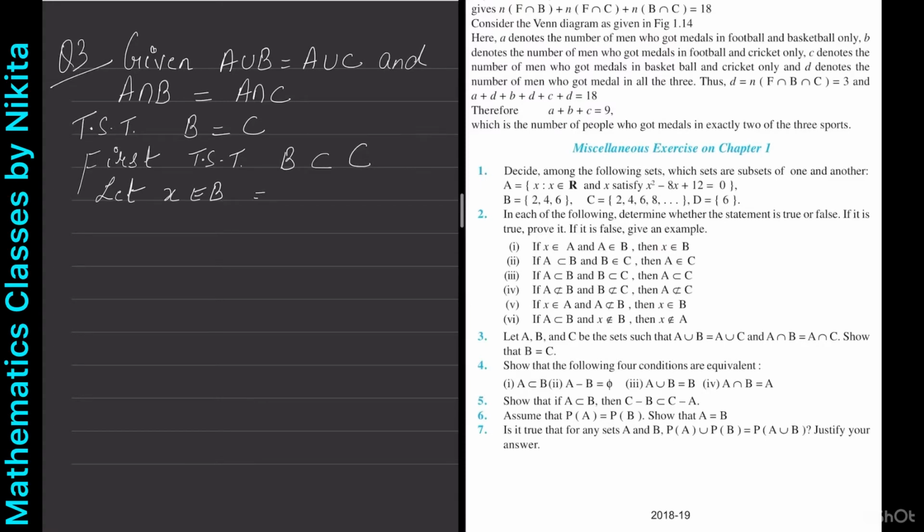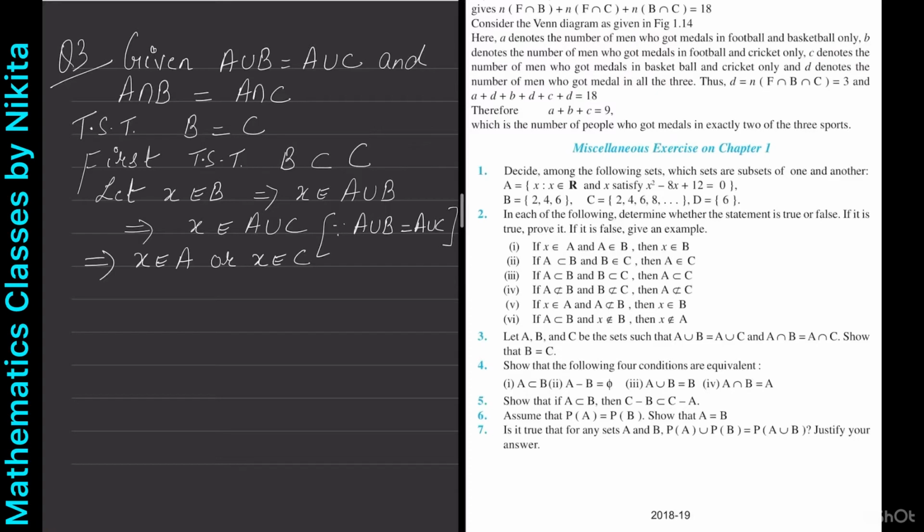Now this implies that X belongs to A union B because A union B के अंदर A के भी सारे elements आते हैं और B के भी सारे elements आते हैं. तो X तो कहाँ का element है? B का है, तो वो A union B में भी होगा. And this implies that X belongs to A union C. Why? Because A union B is equal to A union C. It is given to us. And this implies that X belongs to A or X belongs to C.